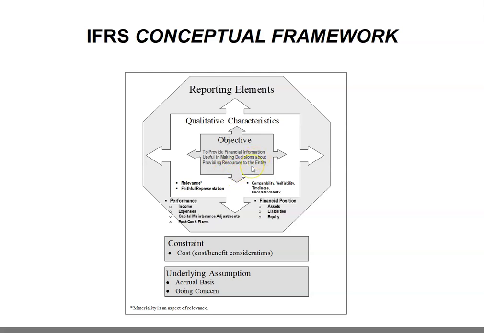The International Accounting Standards Board issued the Conceptual Framework for Financial Reporting in September 2010. This is known as the IFRS Conceptual Framework, which underlies the preparation and presentation of financial statements for external users. The conceptual framework is designed to assist standard setters in developing and reviewing standards, assist preparers of the financial statements in applying standards and dealing with issues not specifically covered by the standards.